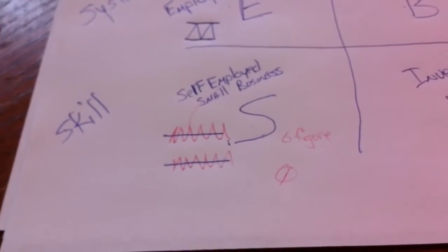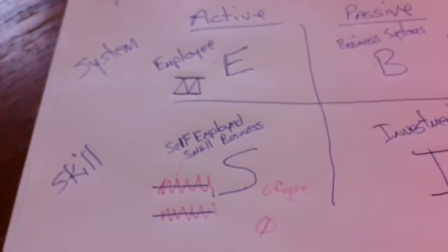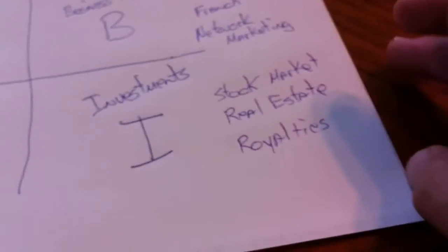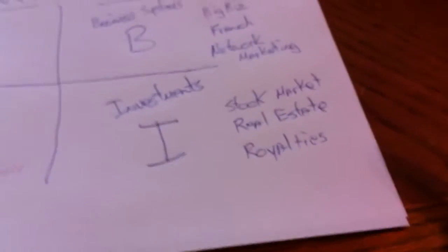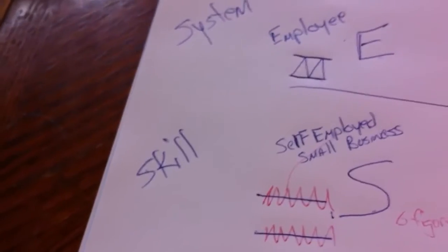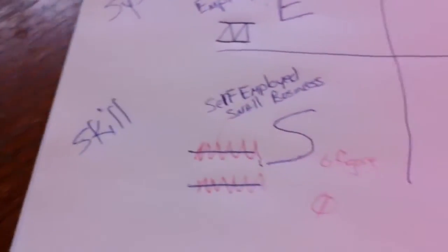And because they're skill oriented, it requires a skill. So if you have a small business or if you're self-employed, you better have a talent. You better be a plumber. You better have something that you can go out and be self-employed with. Same way for investing. If you don't have skills in the stock market, real estate, or if you haven't developed a skill that's going to give you a royalty, then the S and the I categories are pretty much a waste of time. So maybe you need to develop systems, or maybe you need to develop skills.